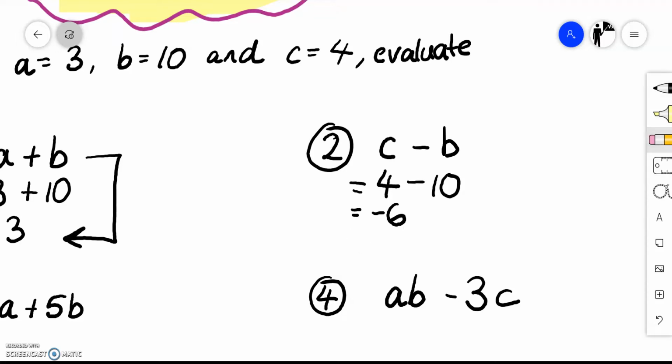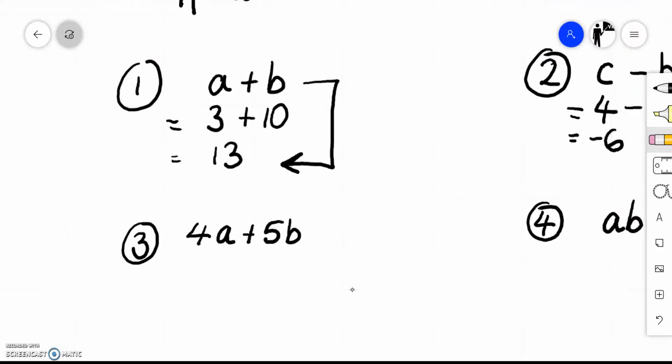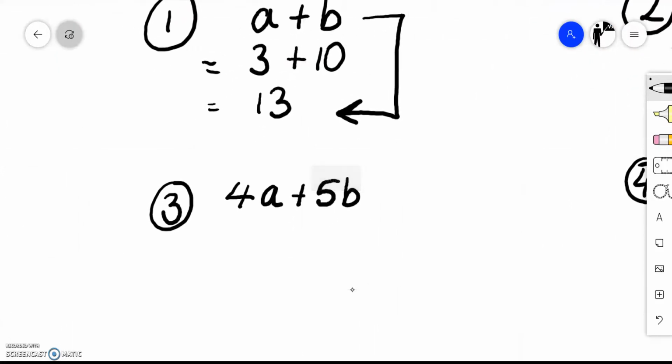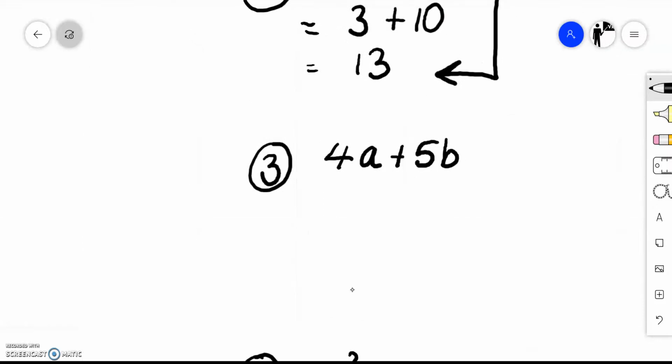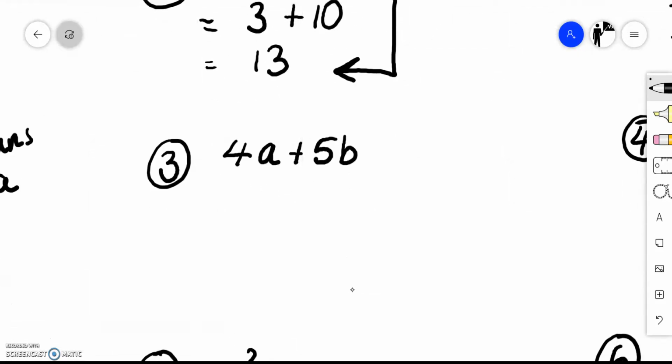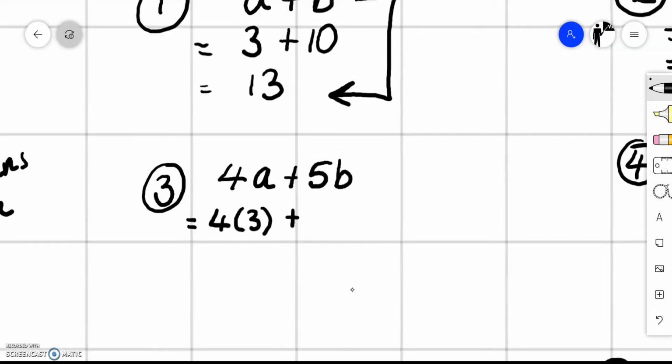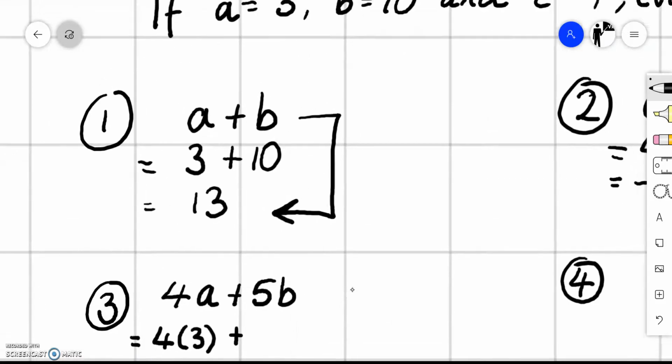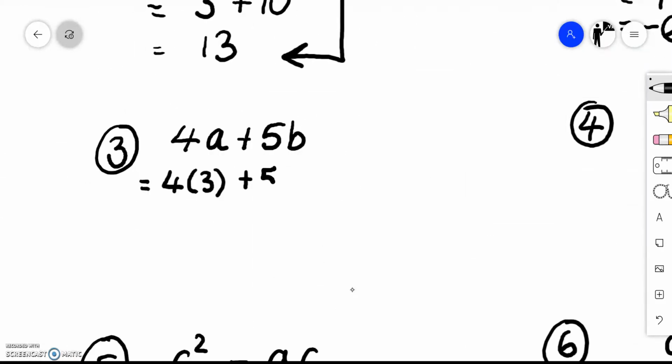Okay. Number 3, 4a plus 5b. I need you to recall what 4a means. 4a means 4 lots of a. So if a is 3, that means we've got 4 lots of 3. And instead of writing that times symbol, I've actually just put it in a bracket. It means the same thing. 4 lots of 3. And we're adding 5 lots of b. So we're adding 5 lots of 10.